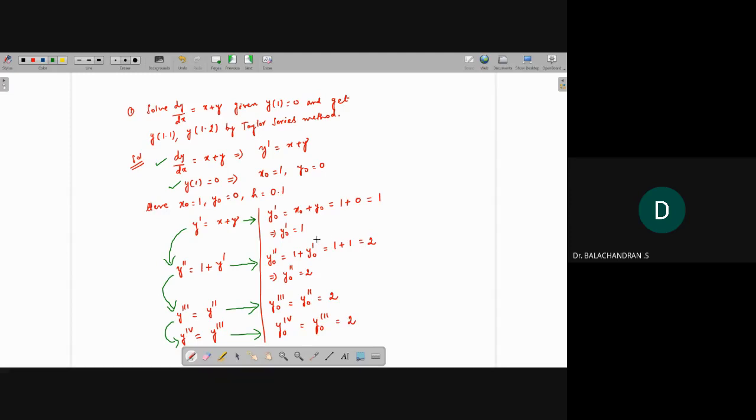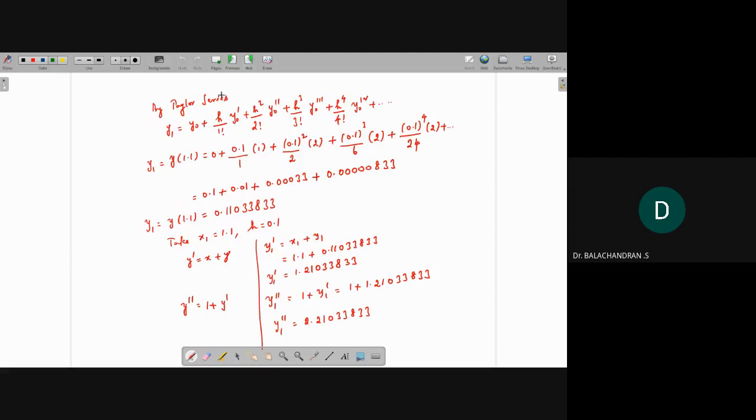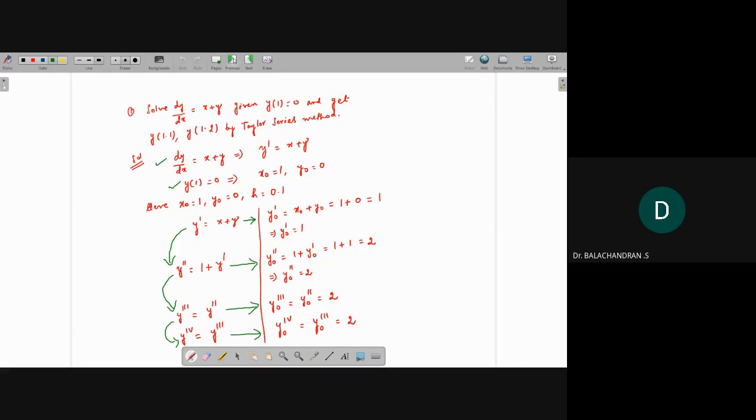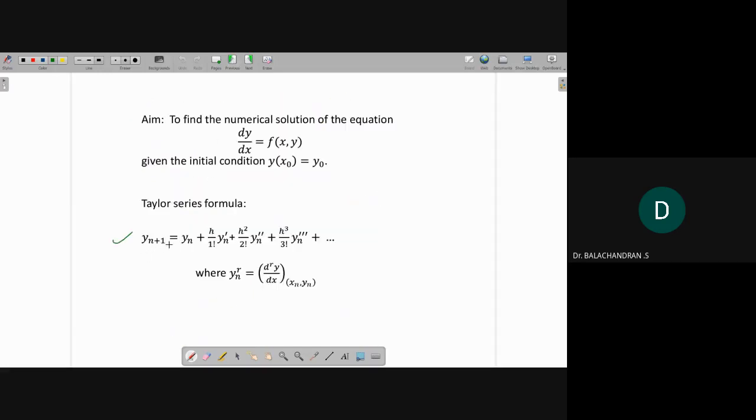Now you should write the Taylor series formula. By Taylor series, y1 equals, here it is given as y n plus 1, so if you substitute n equal to 0, you will get y1.